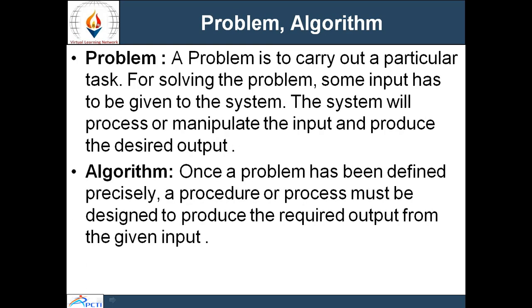Problem and algorithm. A problem is to carry out a particular task. For solving the problem, some input has to be given to the system. The system will process or manipulate the input and produce the desired output. An algorithm describes the steps required to solve a problem.